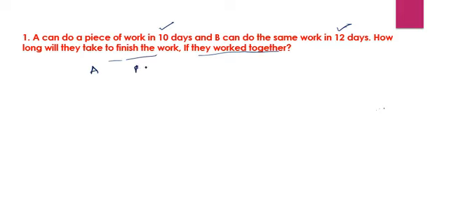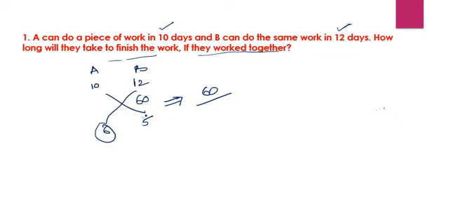Just write A as 10 days and B as 12 days. Take the LCM of both. LCM will be 60. 10 goes 6 times, 12 goes 5 times. So the answer will be the LCM 60 divided by the sum of the individual works of A and B. So 6 plus 5 is 11, and 60 by 11 days is the answer.